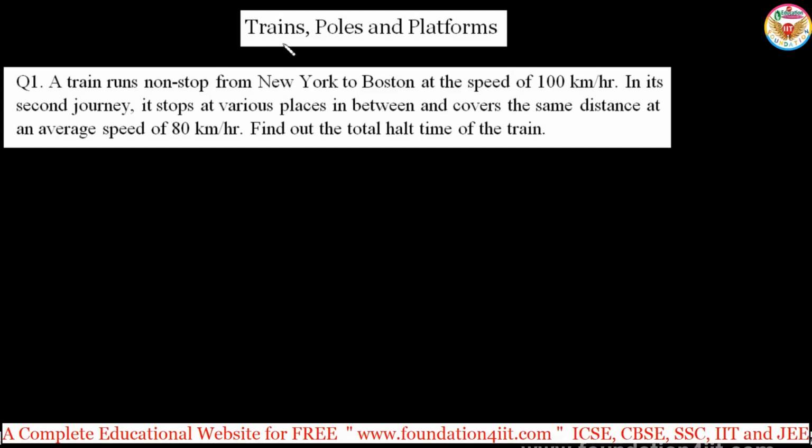So in this chapter: trains, poles and platforms. We can expect some questions in competitive exams based on trains moving in the opposite direction or the same direction, to find the distance or speed. We have so many questions of those types. Four different concepts with shortcut methods I'm going to explain in this chapter.